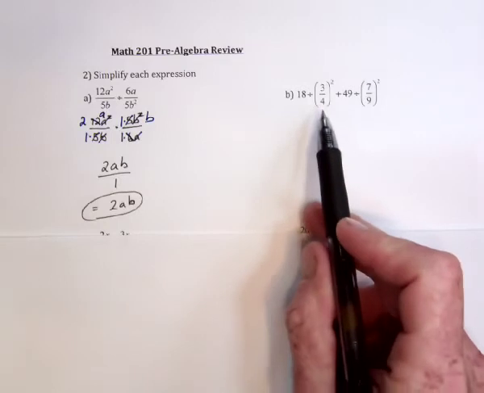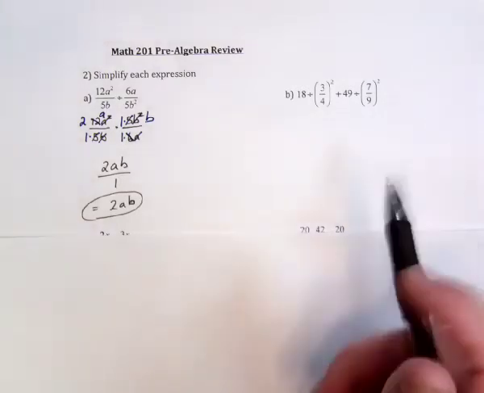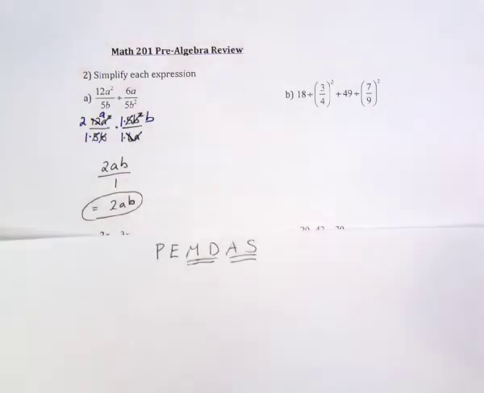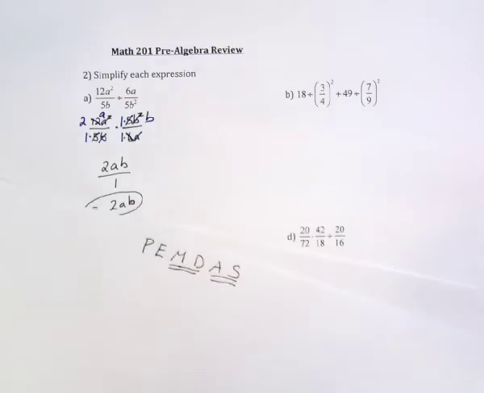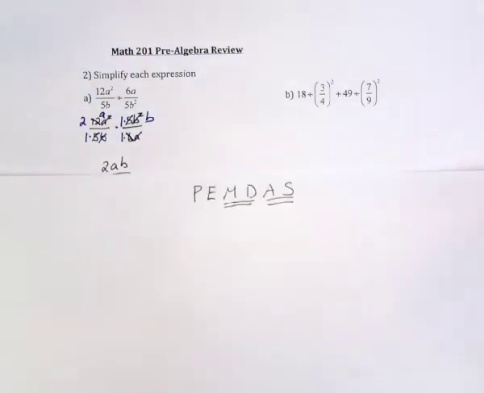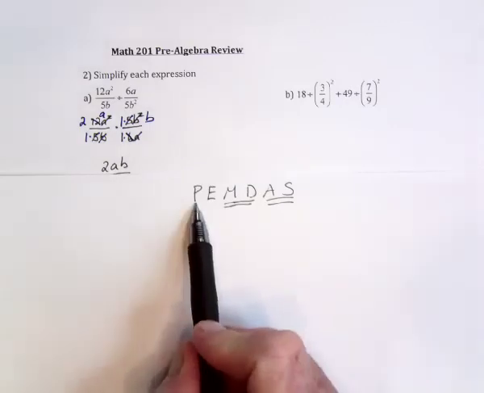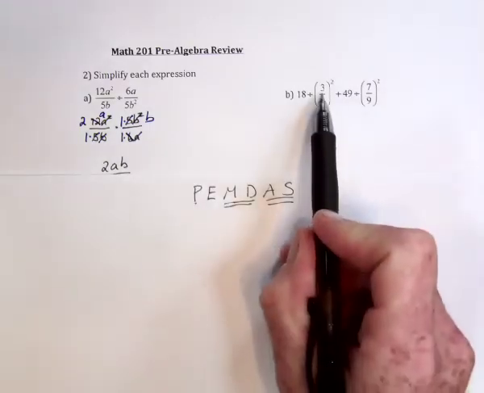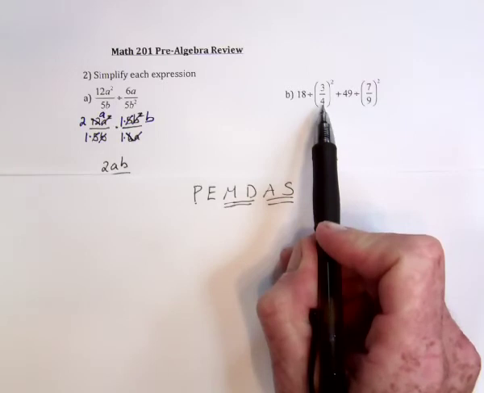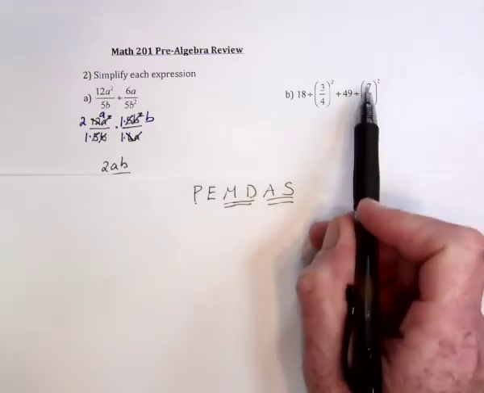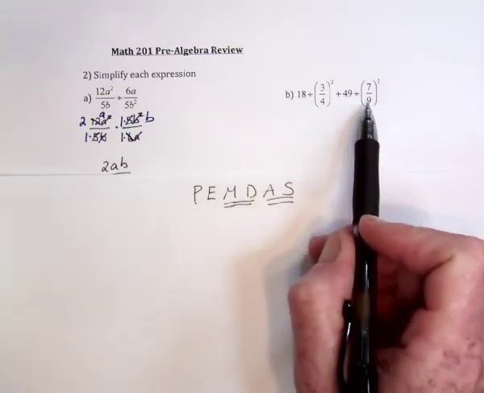Okay, over here, we need to again use the order of operations, PEMDAS. So we need to do what's inside parentheses first. Well, inside the parentheses, there's nothing to do or reduce. That's just a 3/4. That's just a 7/9.